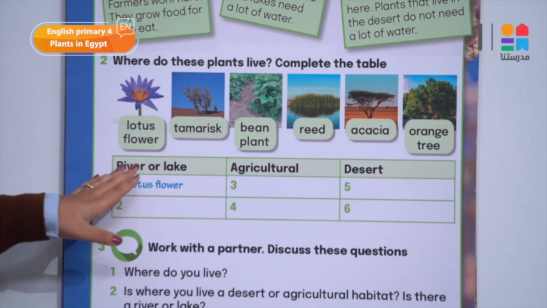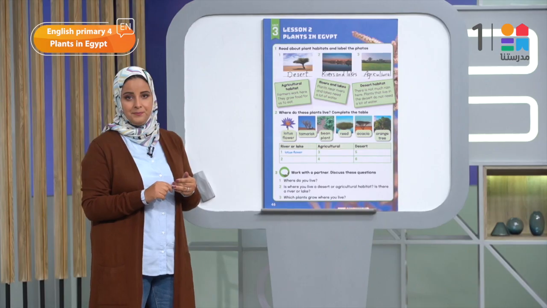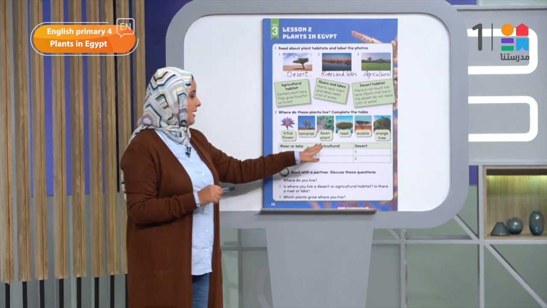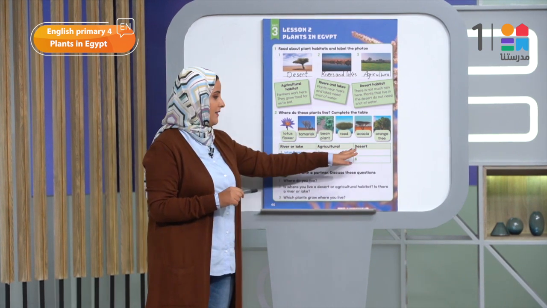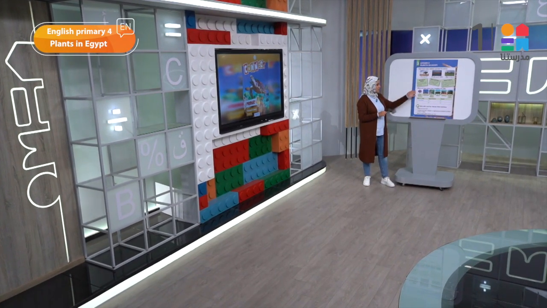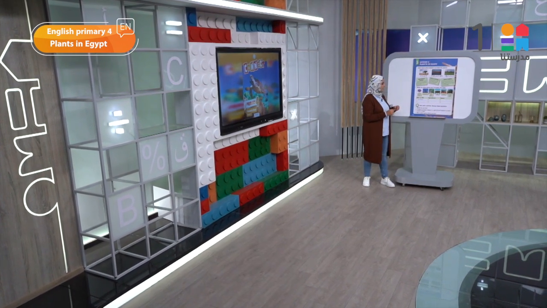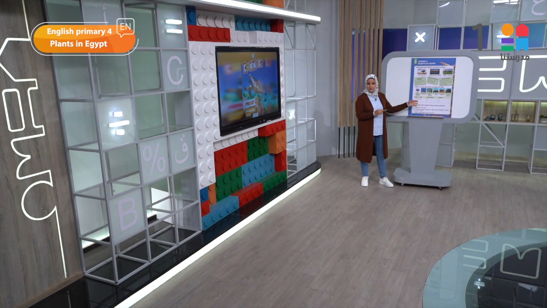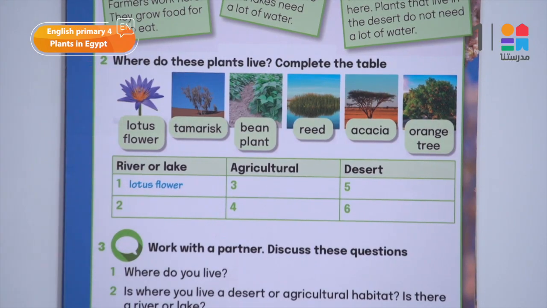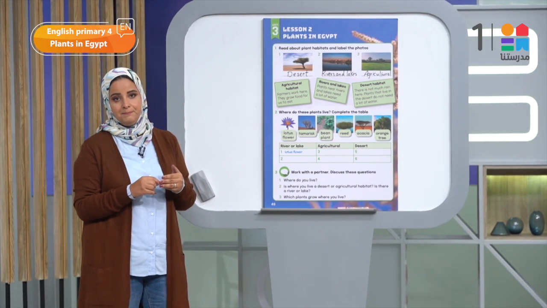We are going to sort the plants according to their habitats. River or lake, agricultural, and the desert. To do this exercise, we look at the pictures. The pictures will tell us whether this plant grows in the desert, in an agricultural environment or agricultural habitat, or grows in rivers and lakes.